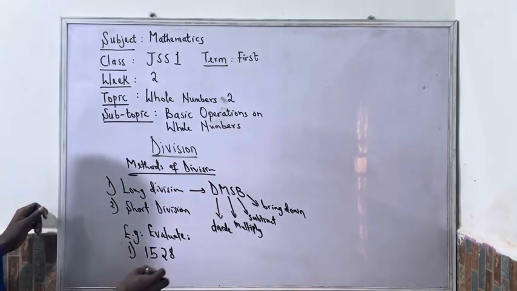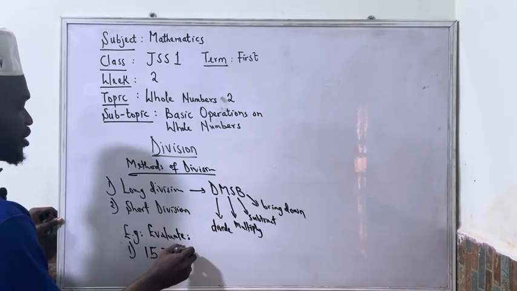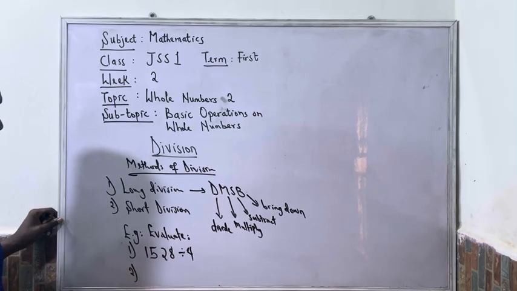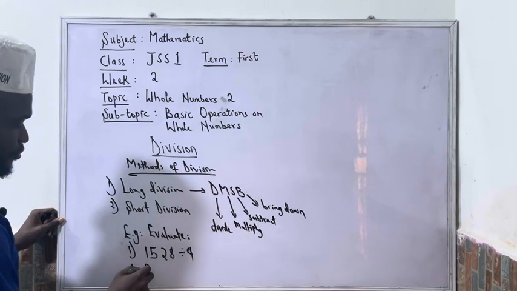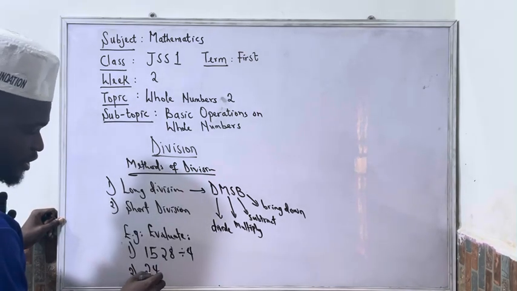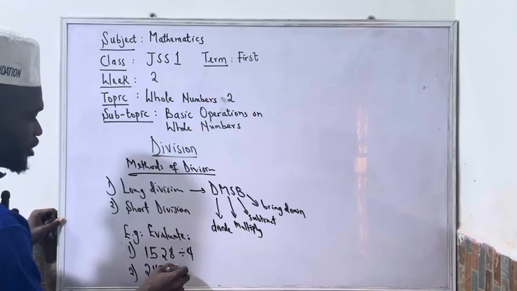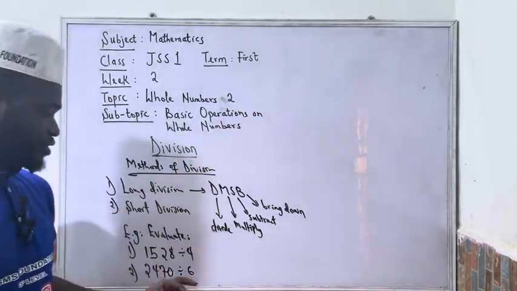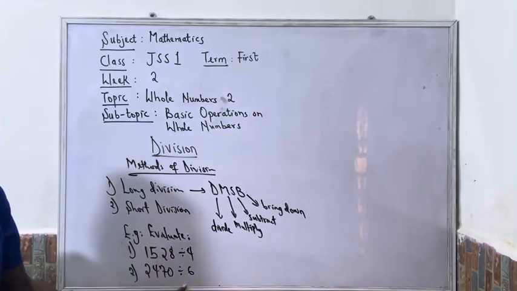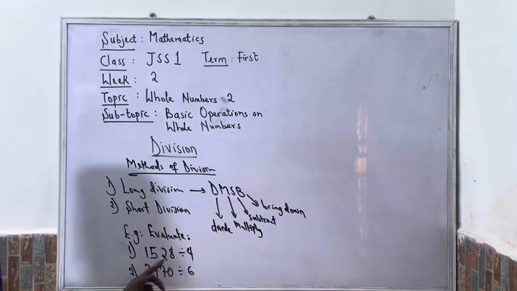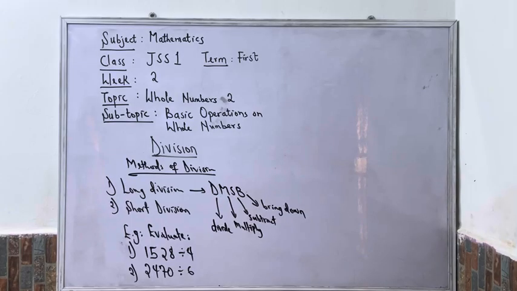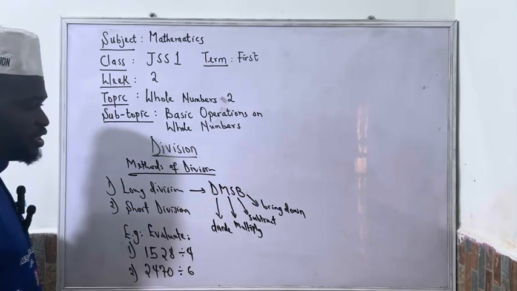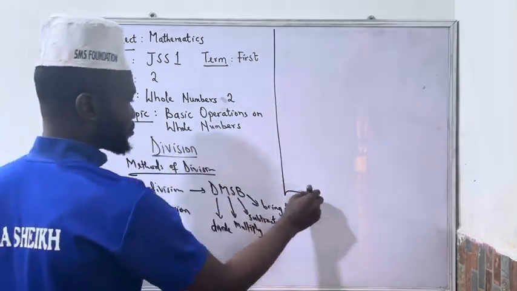Number 1 is 1528 divided by 4. And number 2, we have 2470 divided by 6. I purposely chose these two questions. One will leave no remainder, while the other will leave a remainder, so that you can learn both of them together at the same time. So let's go for the one that leaves no remainder.